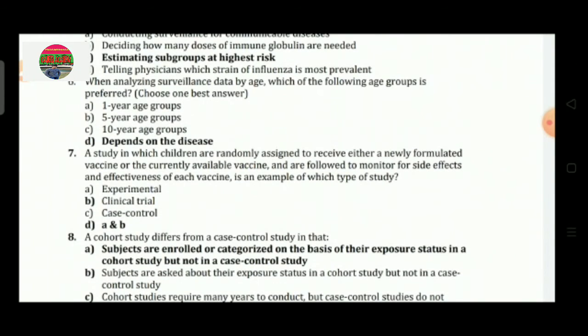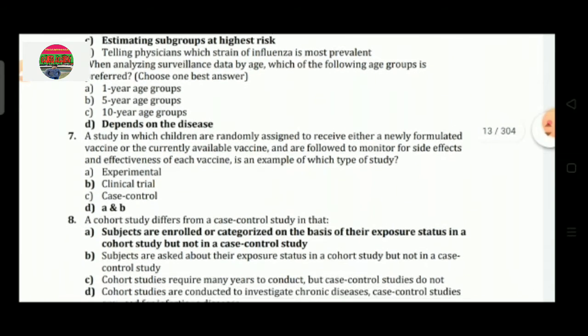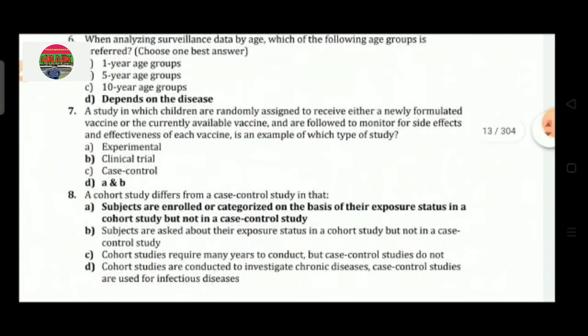Question number 7 is, a study in which children are randomly assigned to receive either a newly formulated vaccine or the currently available vaccine and are followed to monitor for side effects and effectiveness of each vaccine is an example of which type of study. Option A is experimental, option B clinical trial, option C is case control, option D is A and B. So the correct answer is A and B.